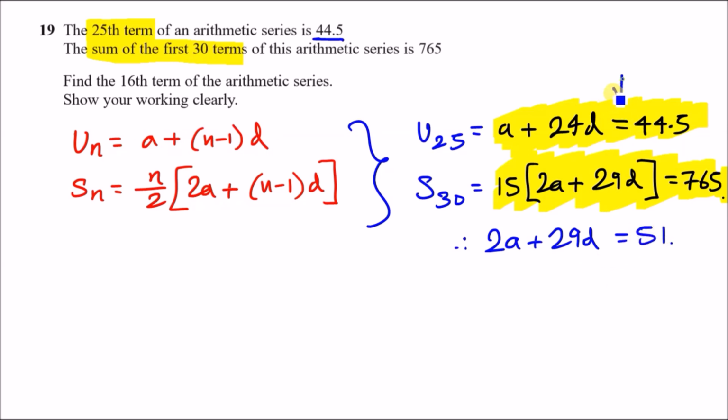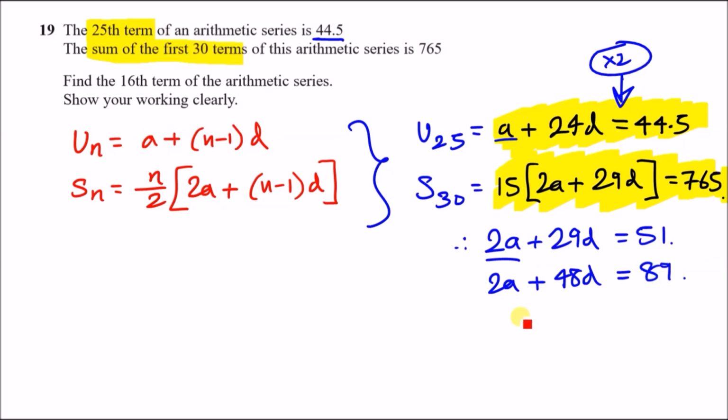Now looking at the first equation here, we want to somehow solve this simultaneously, right? So my tip is to try and make the coefficient of a the same. So this is literally 1a. I'm going to double this equation to get 2a, yeah? So timesing this whole equation by 2, we're going to get 2a plus 48d, and that's going to equal 89. Okay, so far so good.